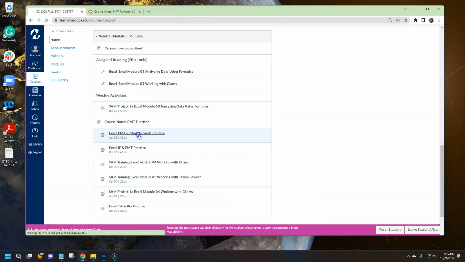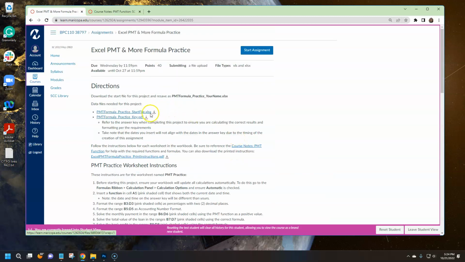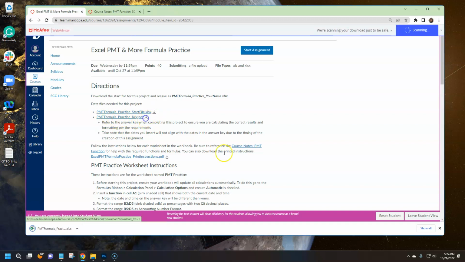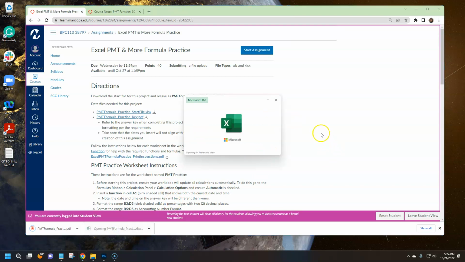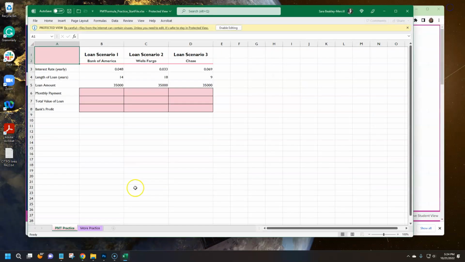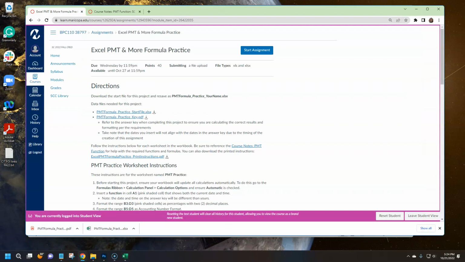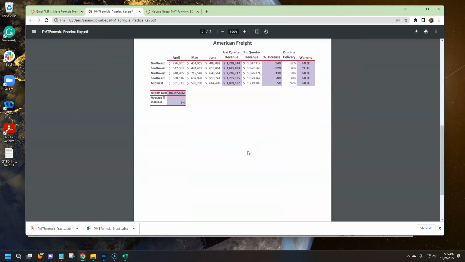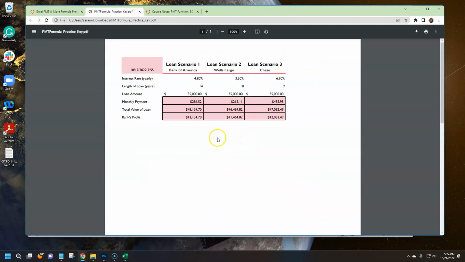All right, so I'm going to click on the assignment and run through. I'm going to download the start file, and I will always have an answer key, so I'm going to download that so you guys can see what that looks like. I'm going to open up the start file, and I will open up the answer key. You can see there's two worksheets so that you can see the numbers and compare them and ensure that you are on the right track.